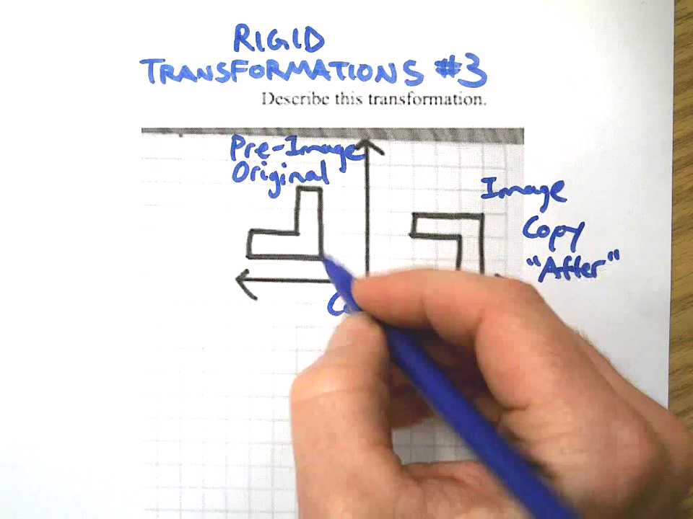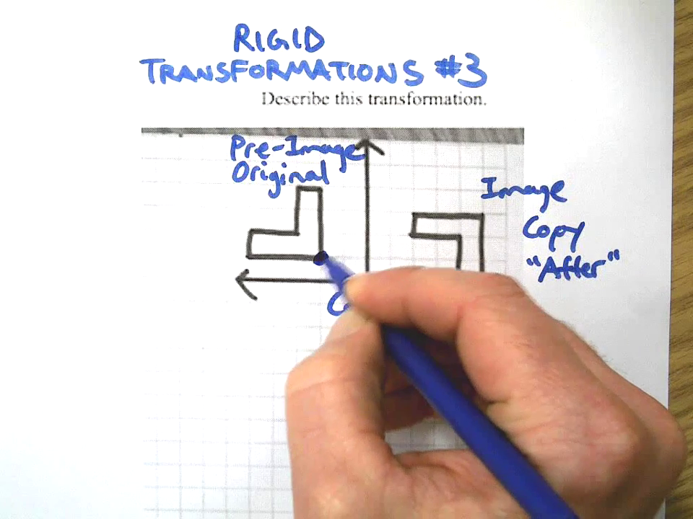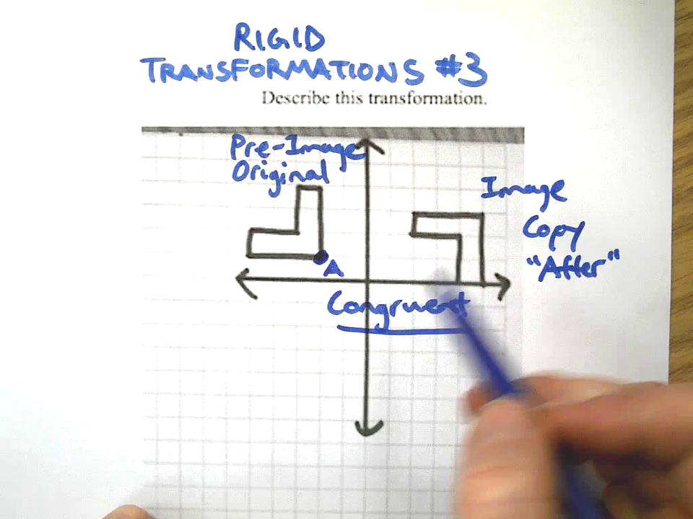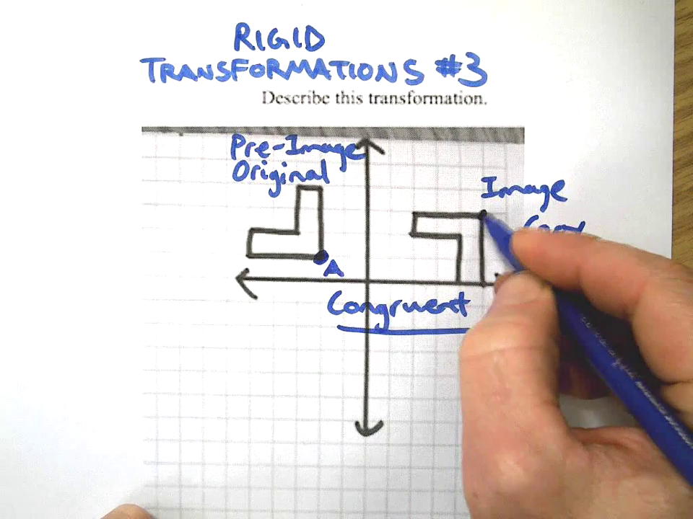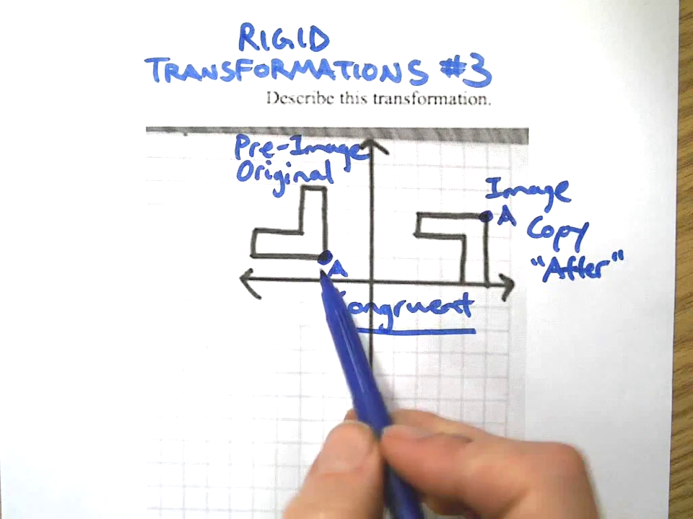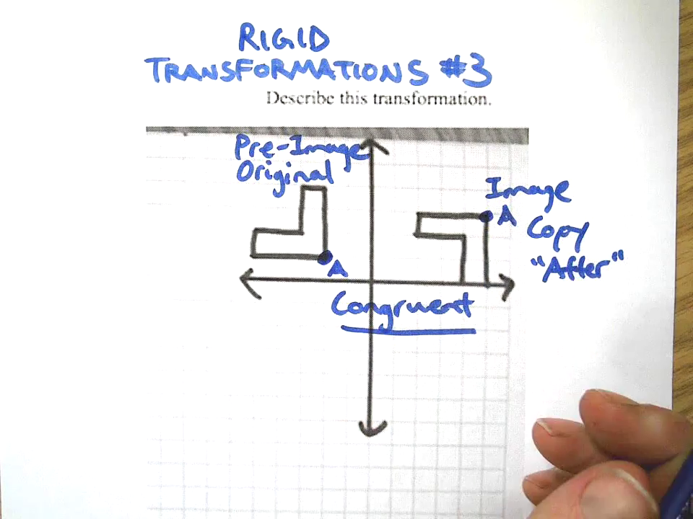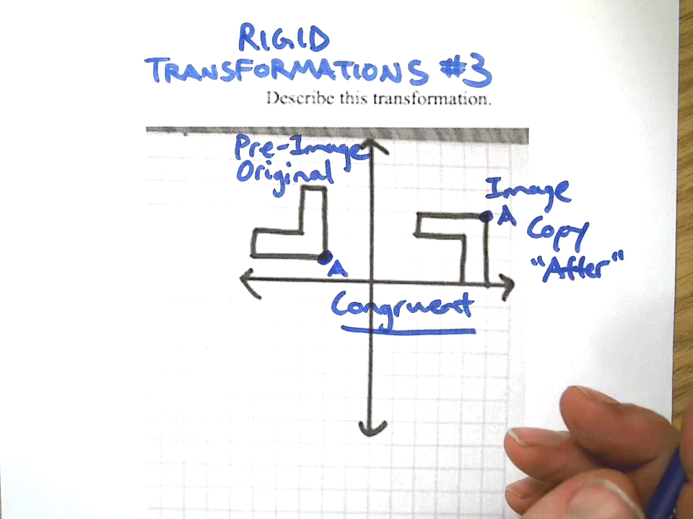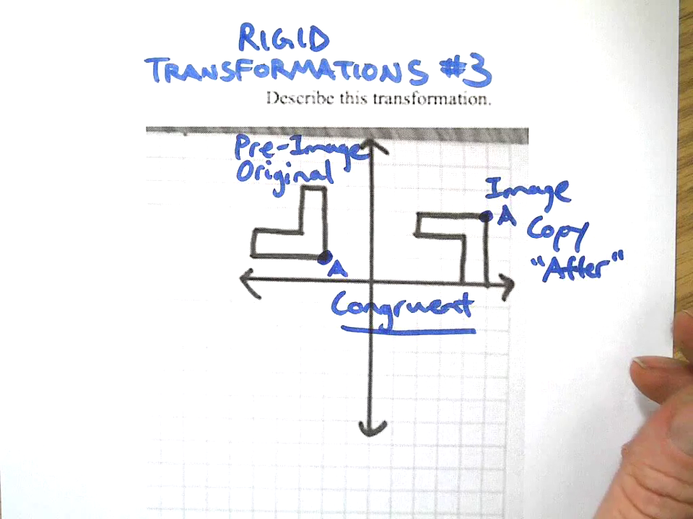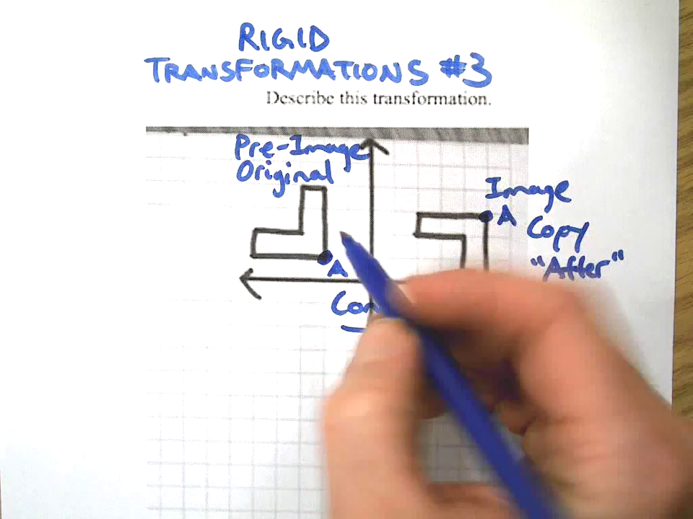So let's pick a point to focus on here. I'm going to choose this. I'm going to call it point A. Now, here's point A on the copy. So for me to get point A from here to here, there's a number of ways to do that, right? There are two ways that are the easiest. That's what I'm going to talk about first.